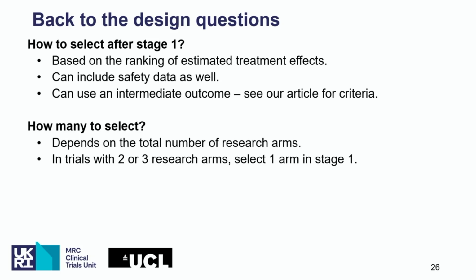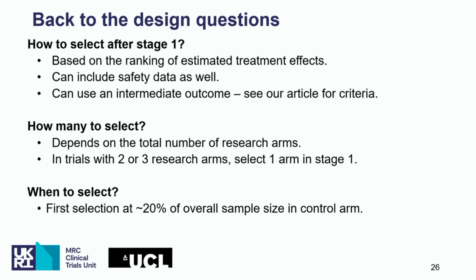How many to select depends on the total number of research arms. In trials with 2 or 3 research arms, selecting one arm at stage 1 gives you adequate power. When to select: it turns out that when you have 20% of the overall control arm sample size, it gives you adequate power and control of the type 1 error rate.